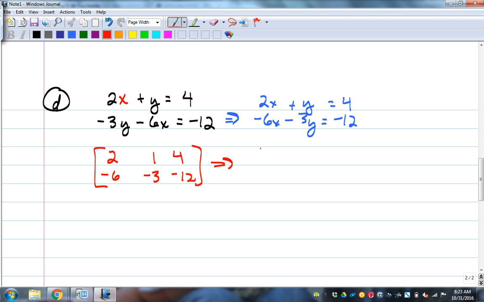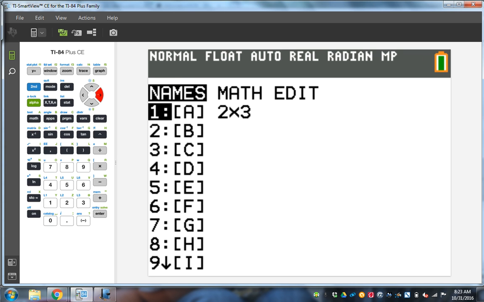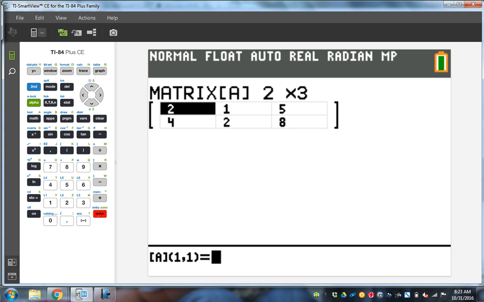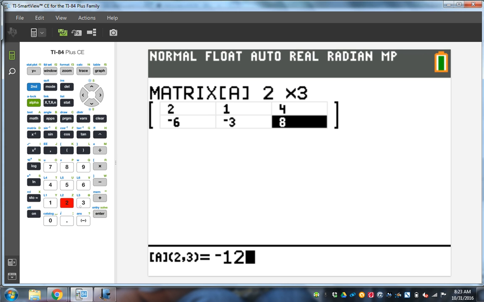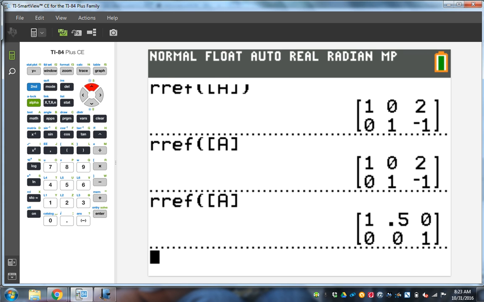Through RREF, matrix, edit. 2, 1, 4, -6, -3, -12. And then RREF again.